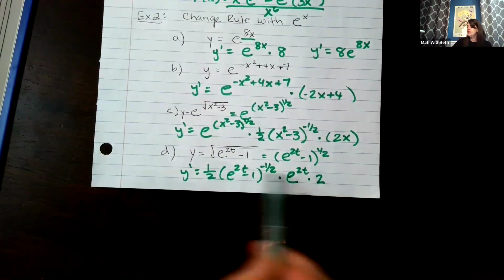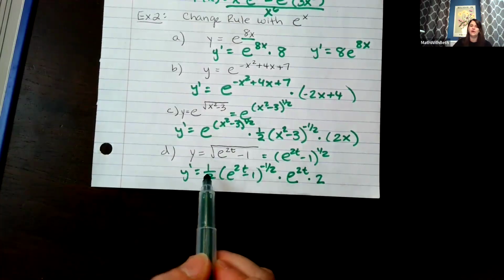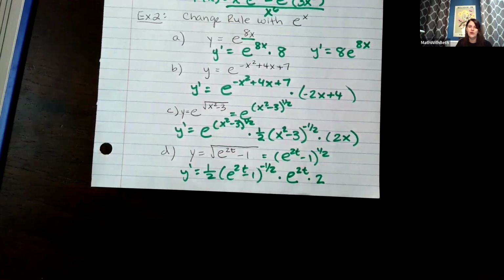Since all of this is being multiplied, you could make this a little nicer. You could definitely take the 1/2 and the 2 and see that they would wipe each other out.